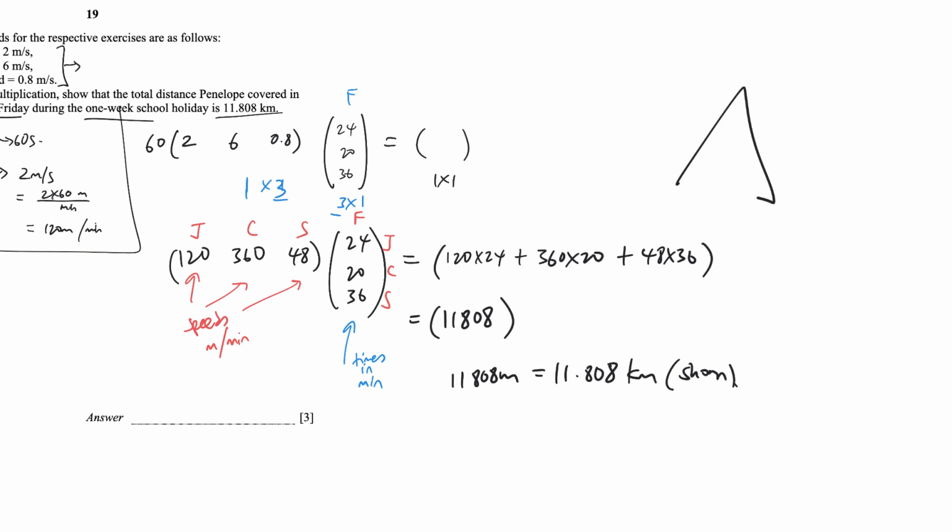Just as a quick recap, we're going back to this again. Speed times time equals the distance. And that's why, if you take this matrix multiplied by this matrix, it's 120 times 24, which is the speed here multiplied by the time here, plus the speed here multiplied by the time here, plus the speed here multiplied by the time here. You add all three distances together, and you get the total distance. And we're done.